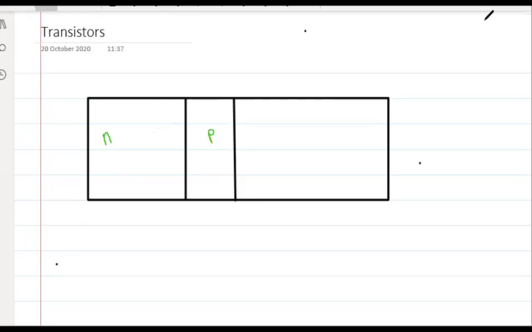No biasing. For now, I'm not giving any biasing, right? Because this is NP, there'll be a junction development over here. Yes or no? Okay, this is your first junction, and this will be your first depletion region. Agree, right? Okay, now forget about this one.